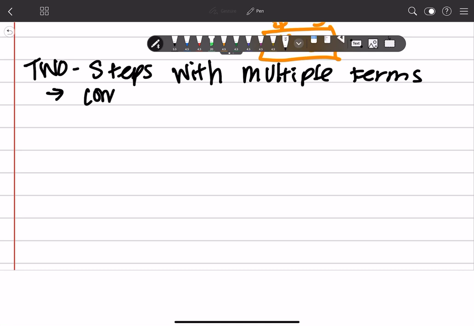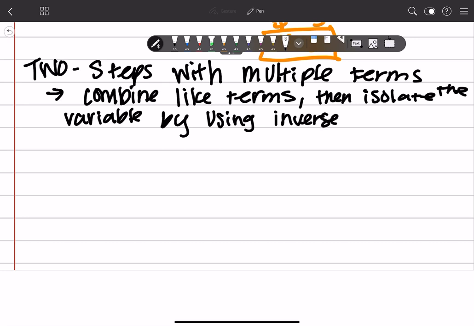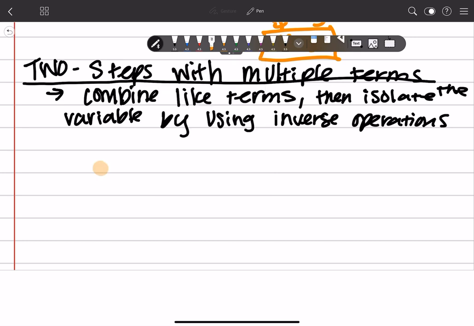So you're going to end up doing the same thing we've been doing, but first you're going to combine any like terms on each side of the equal. Then isolate the variable by using your inverse operations. I'm going to change my highlight color to orange so it matches with above. Combine like terms is important, and then you're going to isolate the variable by using your inverse operation.